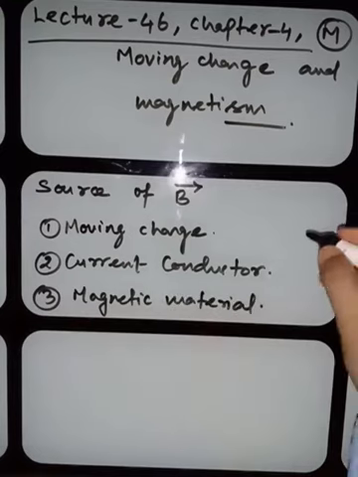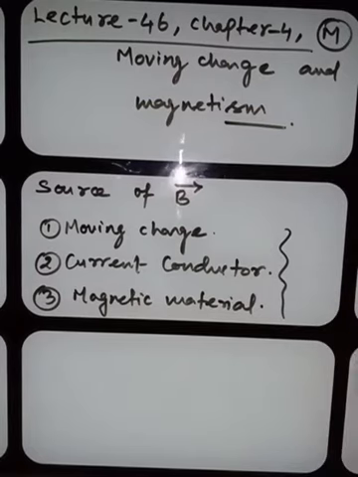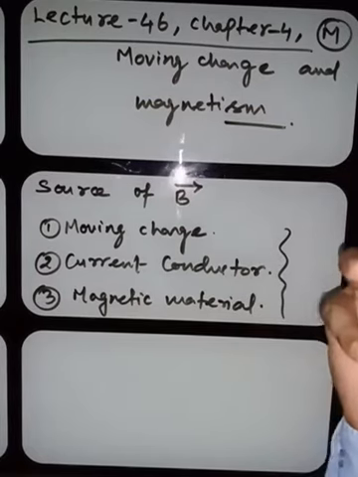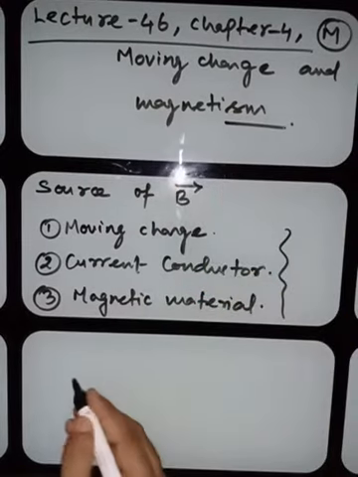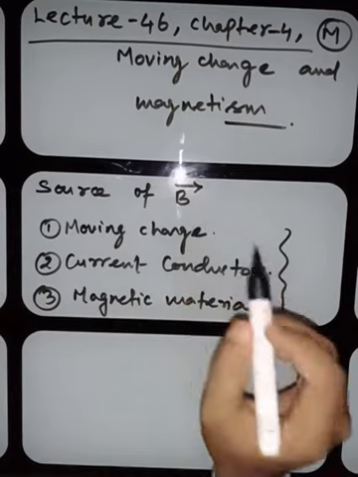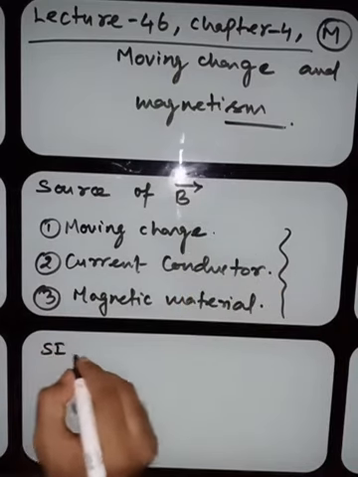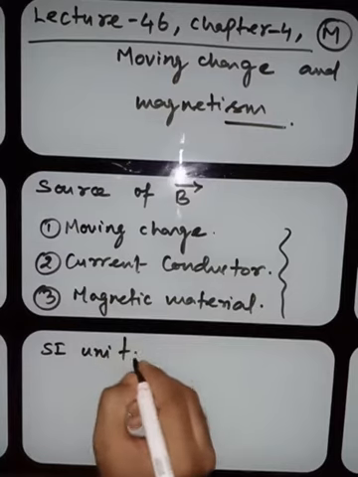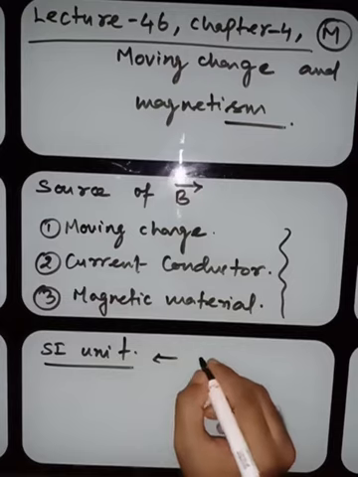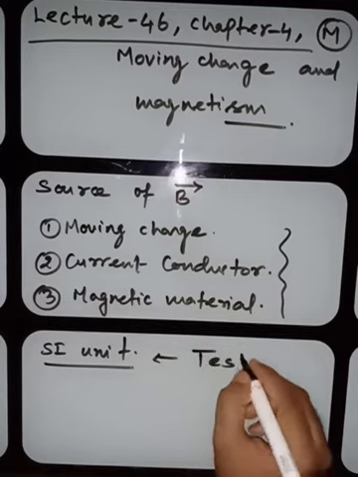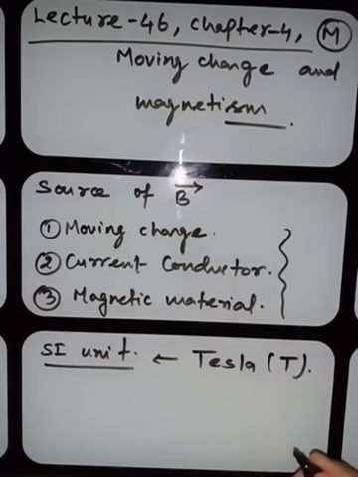So these are the three basic sources of magnetic field. Remember, the magnetic field we are talking about. Now we will discuss what is the SI unit of magnetic field. We represent this magnetic field by B. The SI unit of magnetic field is Tesla. Remember, we use capital T for Tesla.